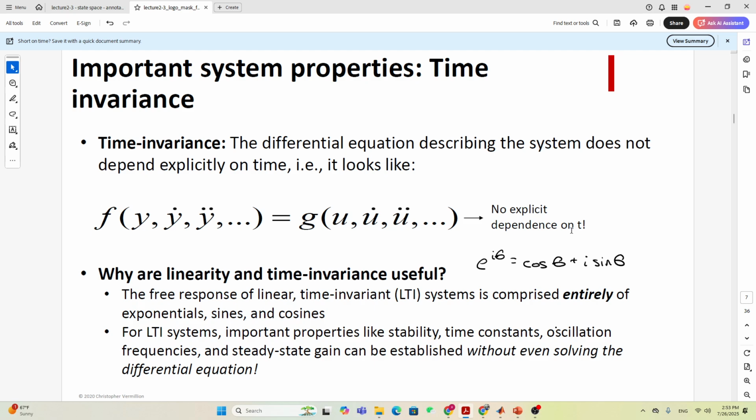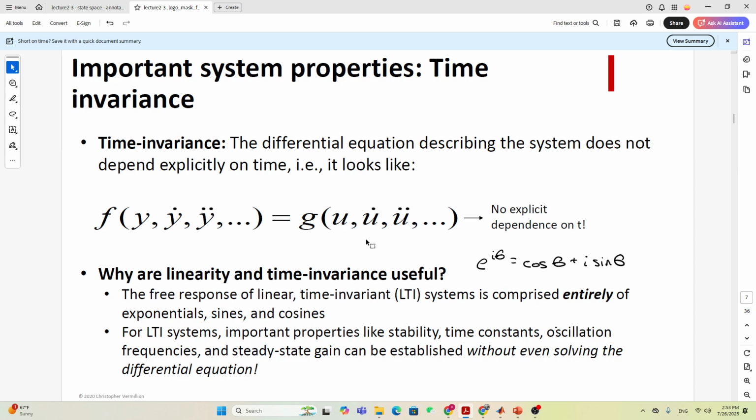Okay, so another important system property will be time invariance, right? We mentioned we are dealing with linear time invariant systems, LTI systems. So the differential equation describing the system doesn't depend explicitly on time. That means not explicitly dependent on time. So you can write your function f as y, g as u. You probably can also have first, second, or higher order derivatives there, but they don't explicitly depend on t.